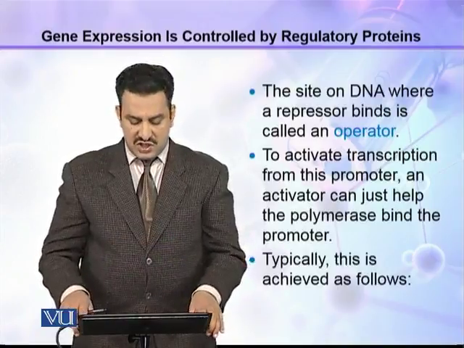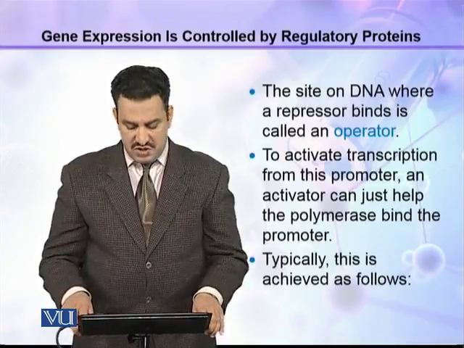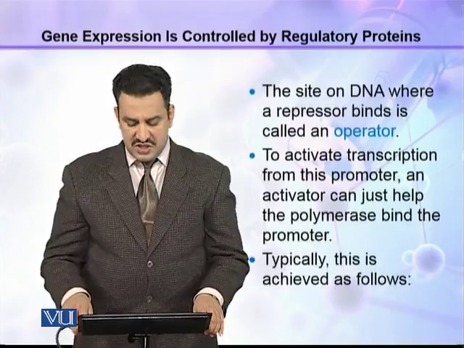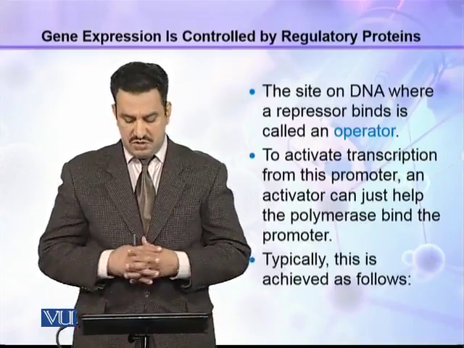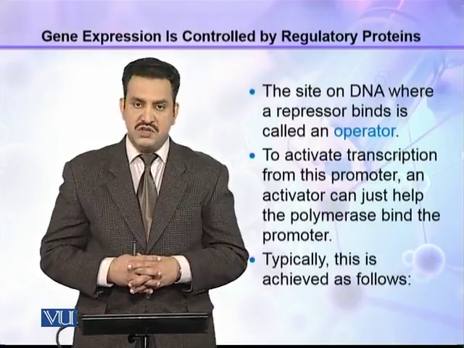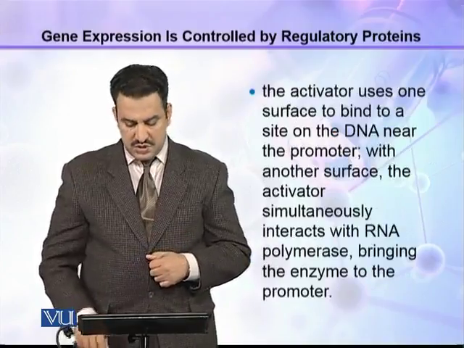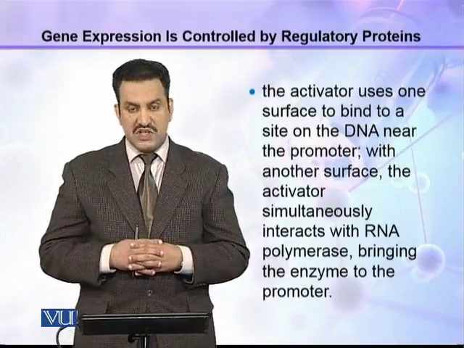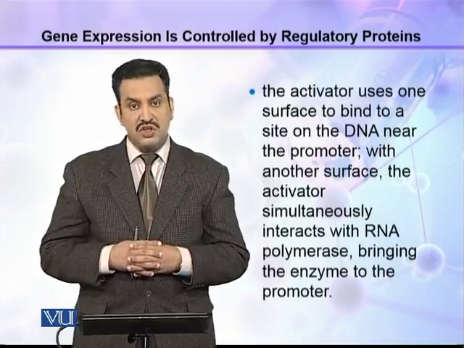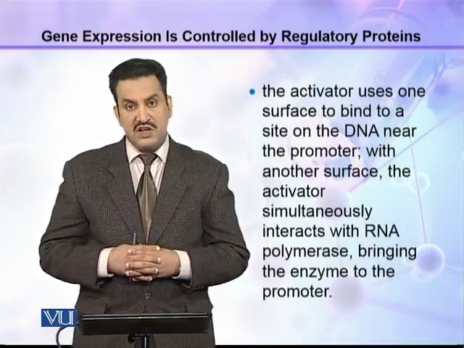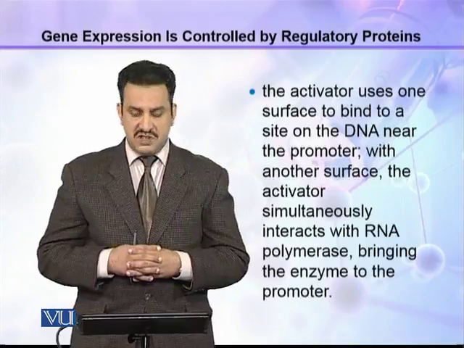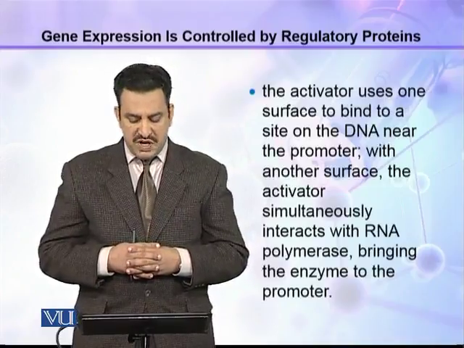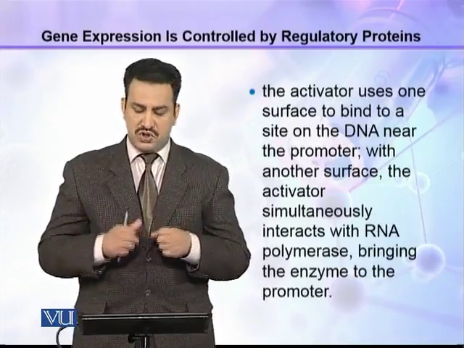To activate transcription from this promoter, an activator can just help the polymerase bind the promoter. Typically, this is achieved as follows. The activator uses one surface to bind to a site on the DNA near the promoter. With another surface, the activator simultaneously interacts with RNA polymerase, bringing the enzyme to the promoter.